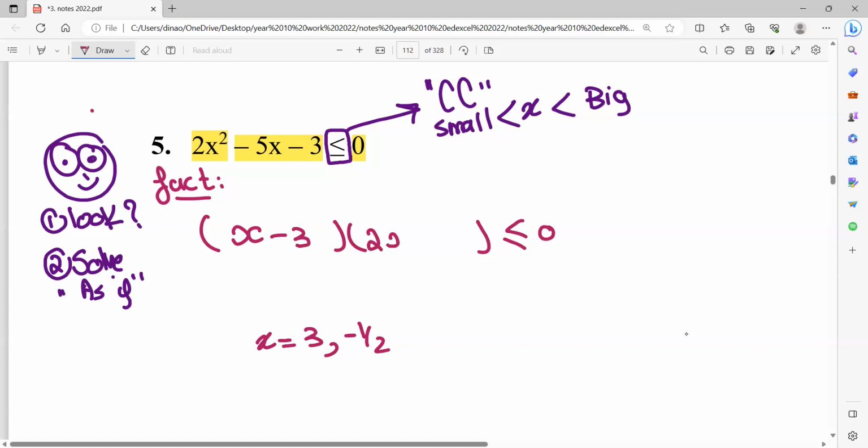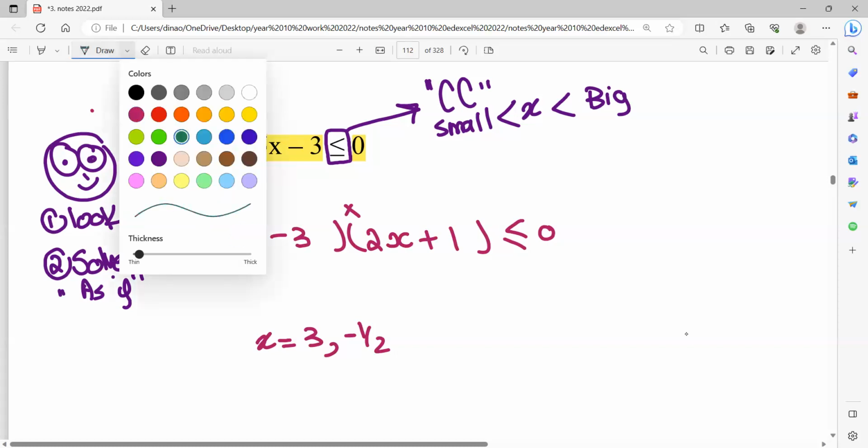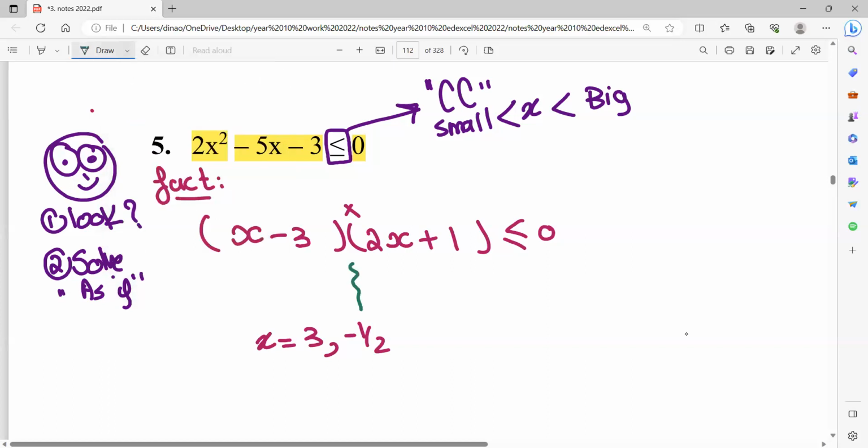And then negative half goes inside as 2x plus 1. Okay, so this is your factorization. These are my limits. Now, if you want to add an extra step, you can say either the first bracket is equal to 0, or the second bracket is equal to 0. Now, are we done? No, we are not done.